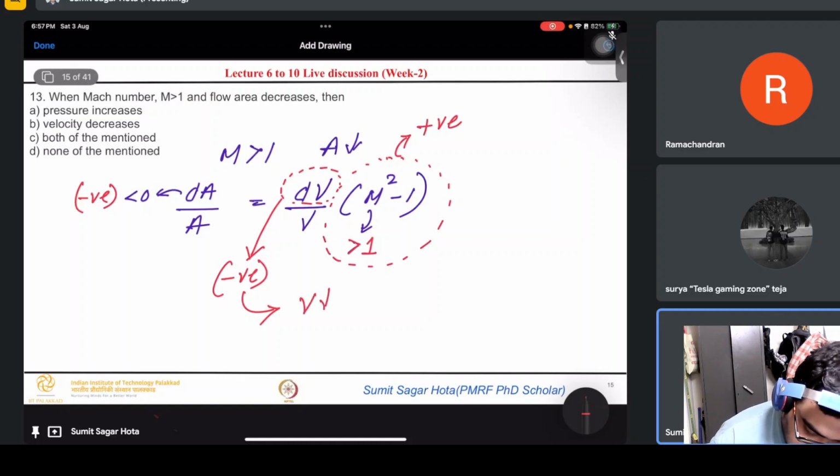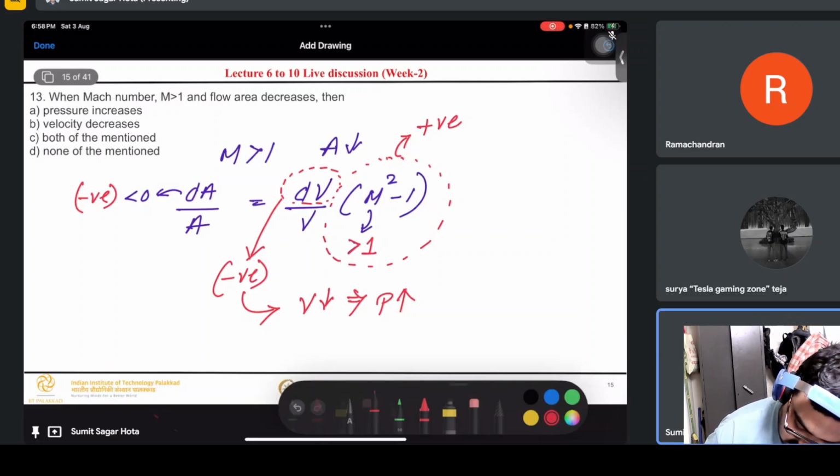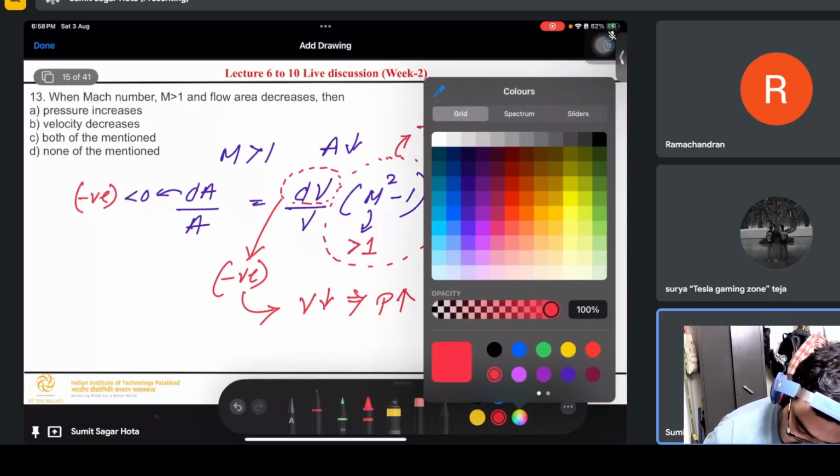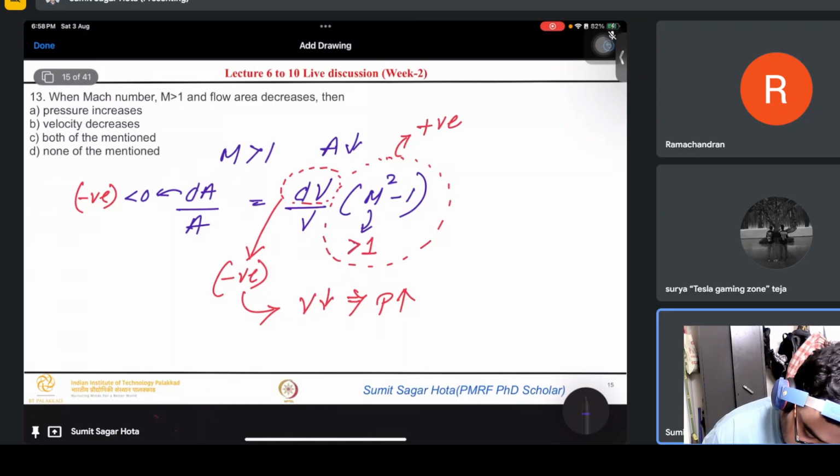If the velocity decreases, then pressure will always increase. This is valid everywhere. So looking at the options, obviously option C will be the correct one: velocity is going to decrease and pressure is going to increase.